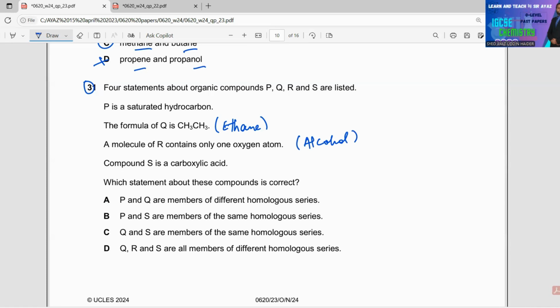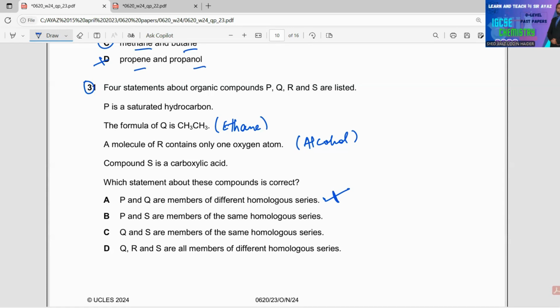A. P and Q are members of different homologous series. This looks correct to me, because P is a saturated hydrocarbon and the formula of Q is CH3CH3. Now I'm not sure about this one. Let's see the other statements first, then we'll decide which one is the correct one.